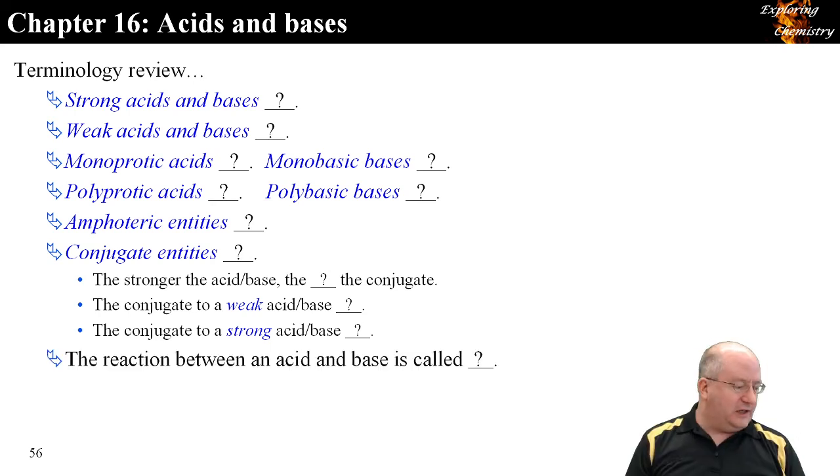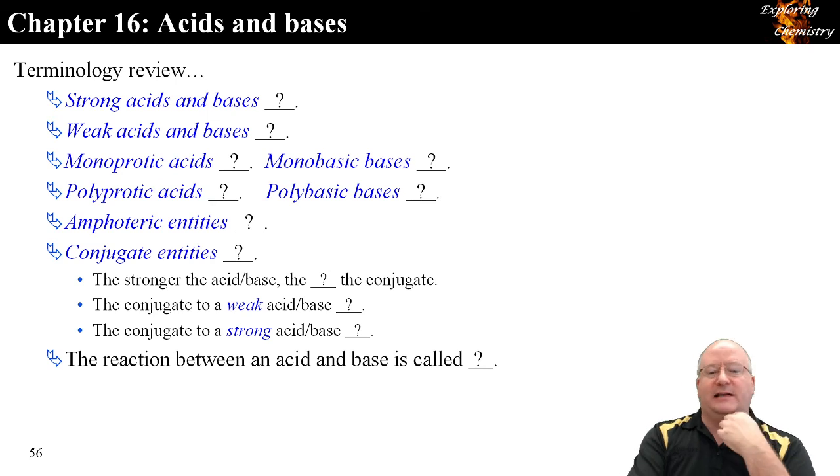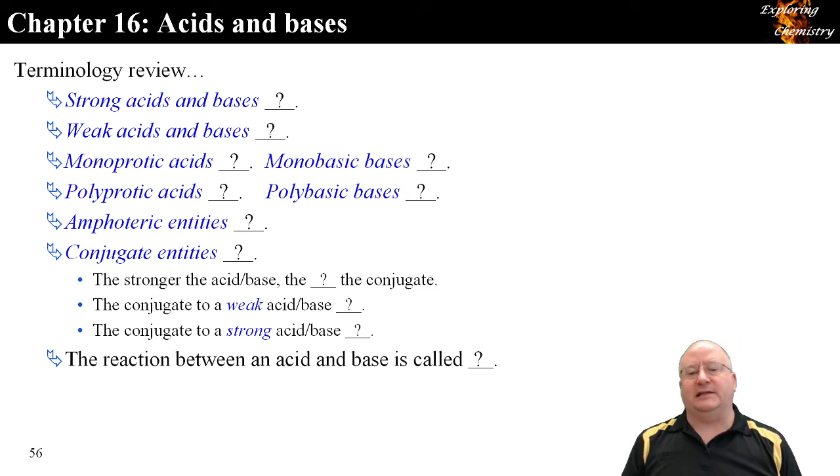And the final question here is, what is the reaction between an acid and a base called? It is neutralization. It's not actually redox. Redox requires a change in oxidation state. We'll get to that when we do electrochemistry. So the reaction between an acid and a base is called a neutralization reaction. Stuff that you should have had, hopefully this is review material for you.